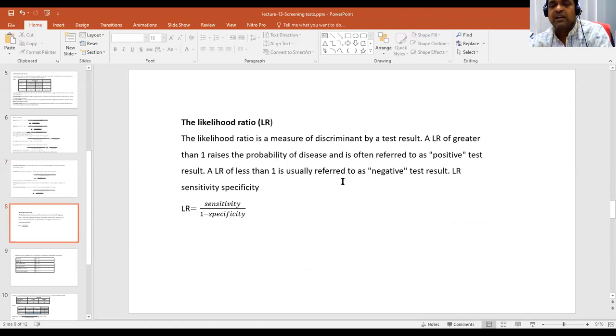And there is another term called likelihood ratio. The likelihood ratio is measured by sensitivity divided by 1 minus specificity. In some tests we need to calculate the likelihood ratio, so we can do it by sensitivity over 1 minus specificity. Okay, next we will do an example that will be easier for us.